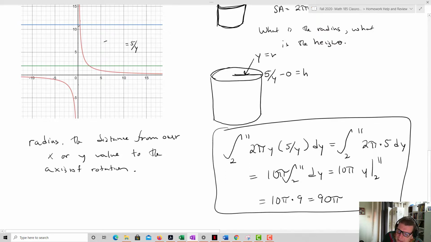So, for example, if we had instead been rotating around y equals -2, there'd actually be a longer radius. It would be my y value plus 2. We'd have to add 2 in order to get to the axis of rotation. So that's our radius. And height equals the difference in the boundary functions.